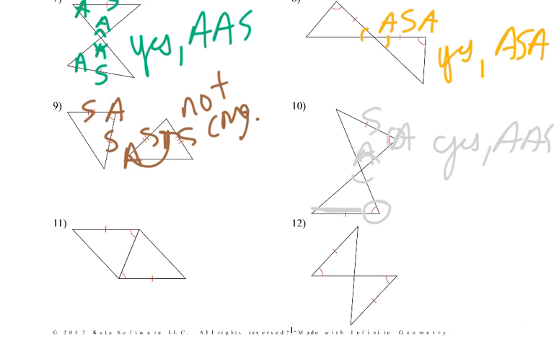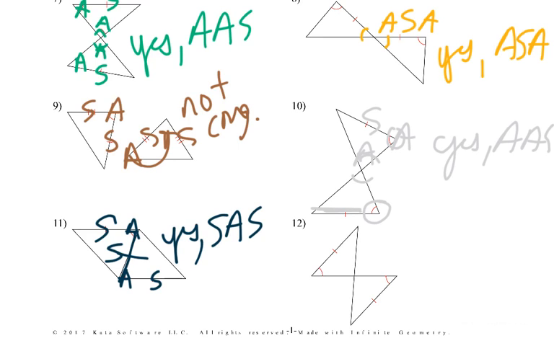Alright, so we've got a side they share, the side they don't share, and an angle in between. So it's yes by side, angle, side. Okay, 12. We've got vertical angle, so they share that angle. So an angle, and a side touching one angle. So angle, angle, side, and yes.